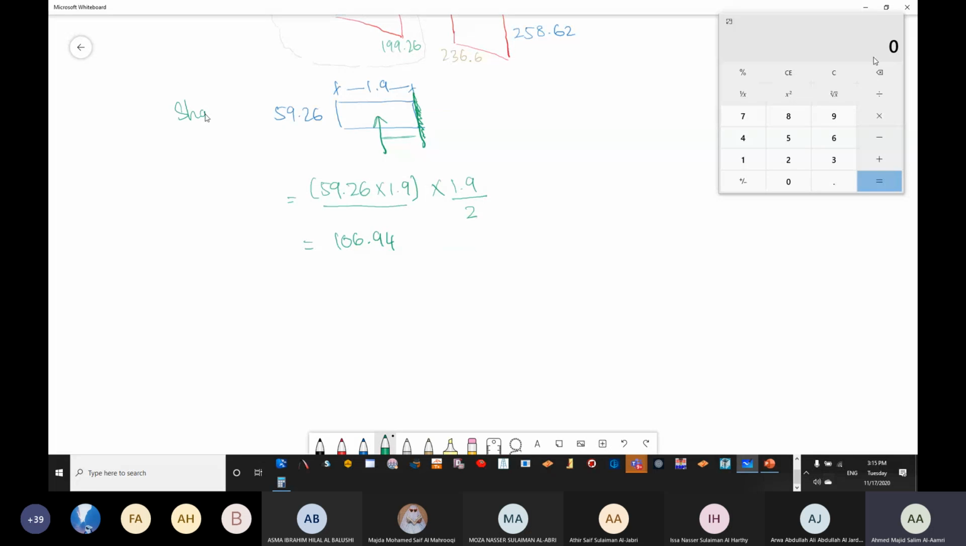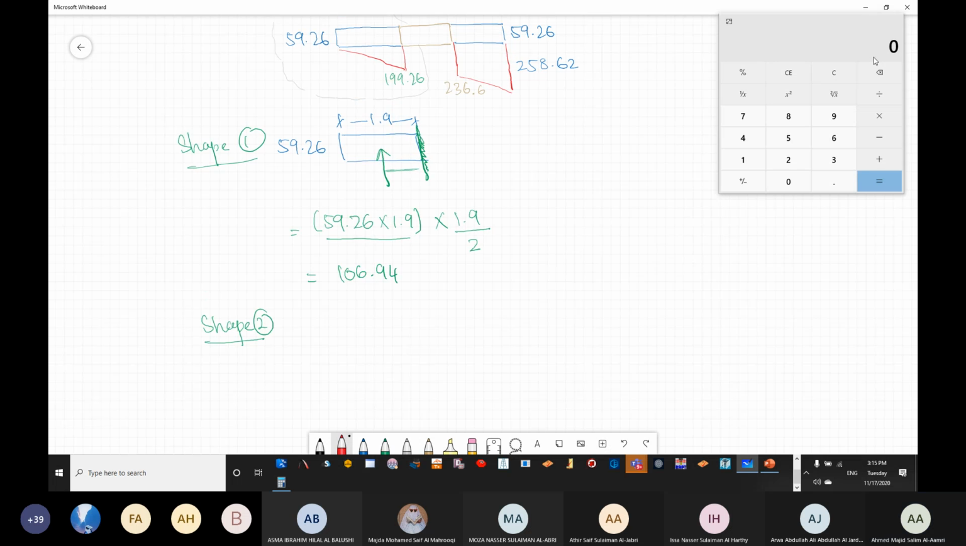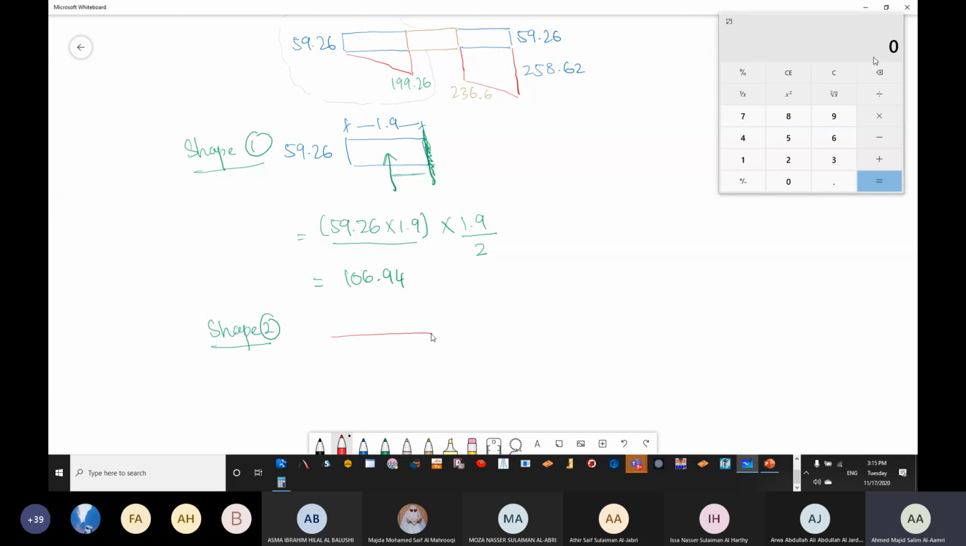So let's say this is sheep number 1. Sheep number 2. What is the shape of number 2? The shape of number 2 is a rectangle.